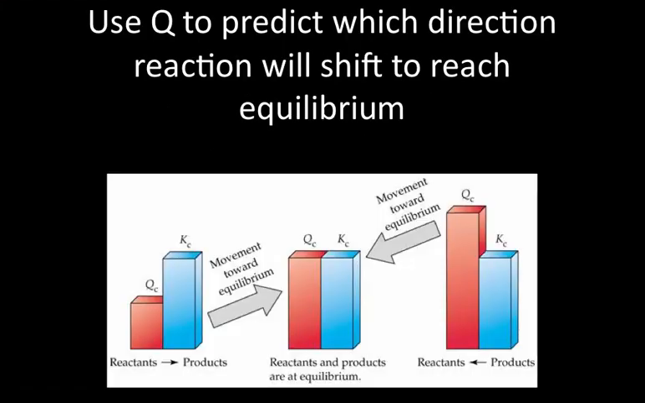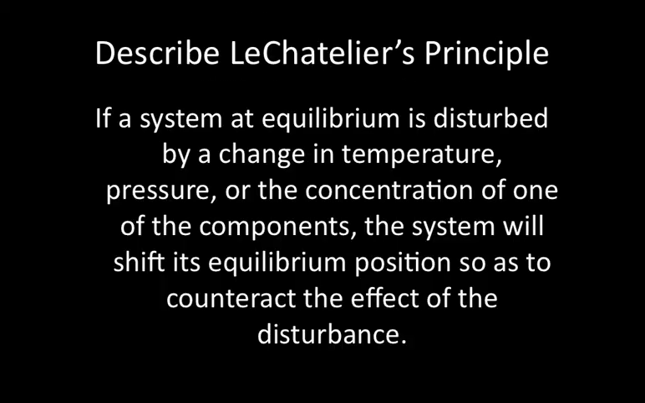Once you have those, then you can look at the Q compared to the K to predict which direction the reaction is going to go to reach equilibrium. If Q and K are equal, like you can see in the middle there, that means it's already at equilibrium. If the K value is greater than Q, then it's going to move towards the right, from reactants to products, to reach equilibrium. If the Q value is greater than the K value, then it's going to shift to the left, or from products back to reactants, to reach equilibrium.